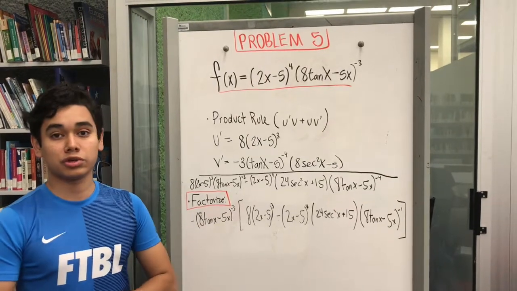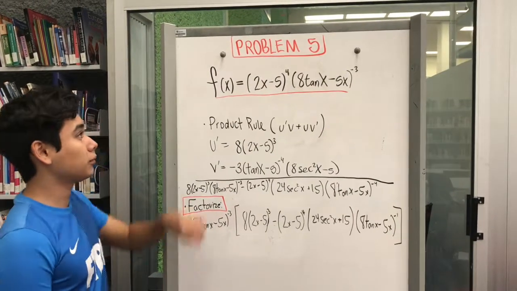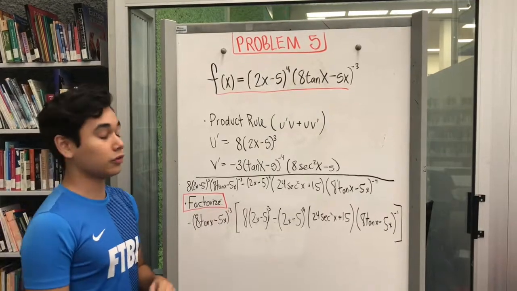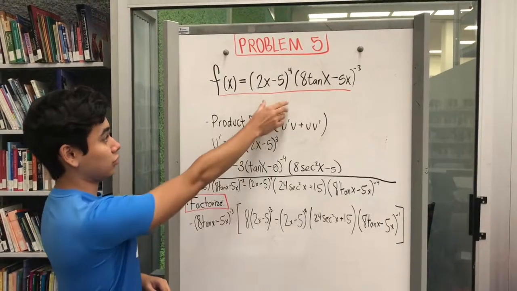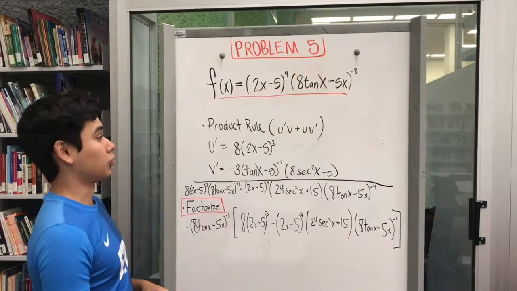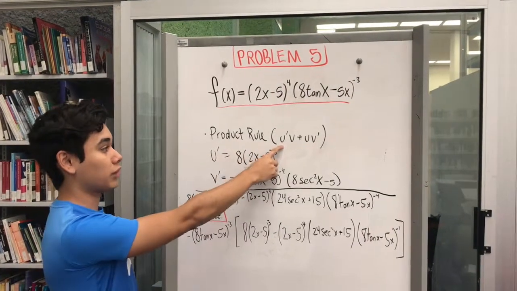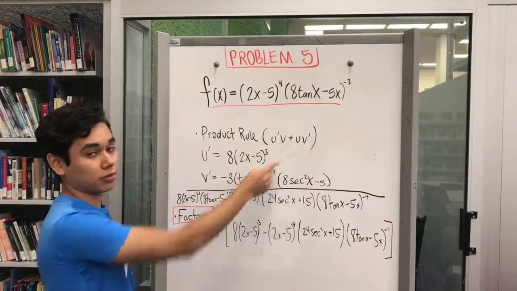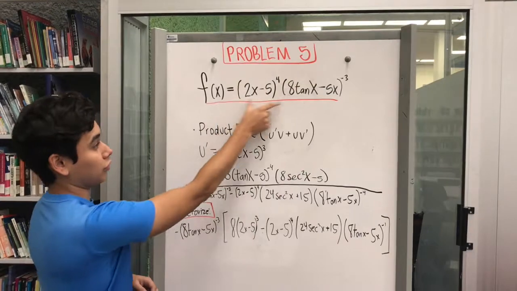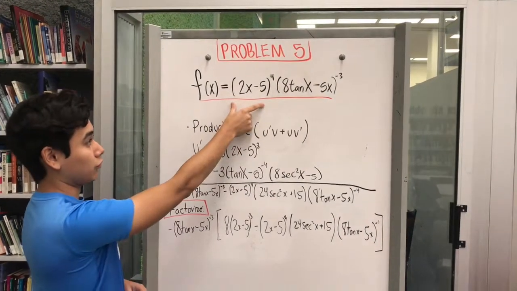Hi, today we're going to show you how to do derivatives, more specifically, problem number 5. So first, analyzing the equation, we can see these are two terms that are multiplying, so we can use the product rule, which is u prime times v plus u times v prime. These are u and these are v, and to get the u prime, we need to do the chain rule.